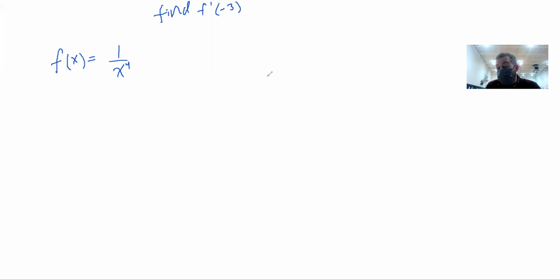Okay, real quick, here's what I would do in a problem like this. We're going to find f prime of -3. Remember that tells us the slope at -3.